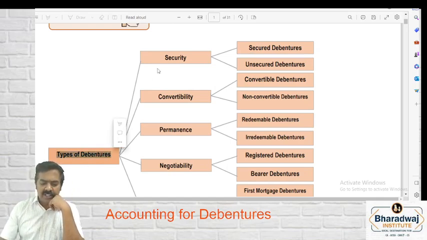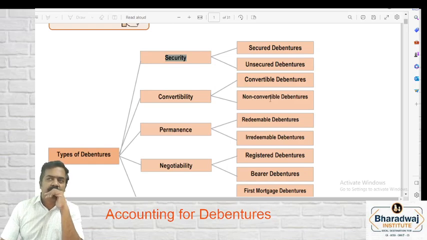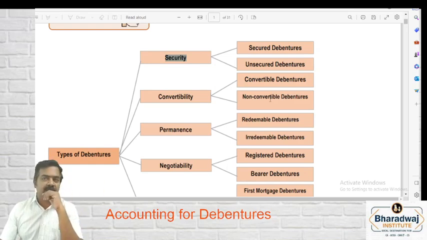Types of debentures are classified based on which one? Security. Security means, are they secured or unsecured? What do you mean by secured or unsecured? What do you mean by secured? What do you mean by unsecured?